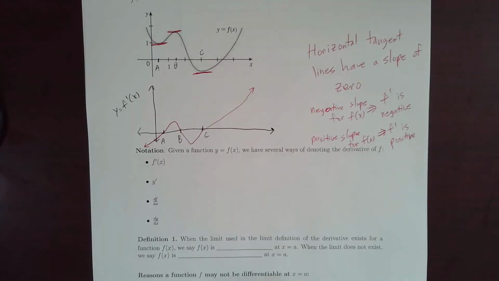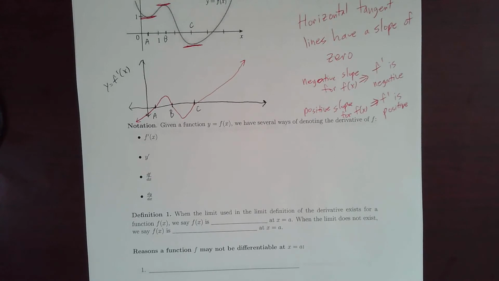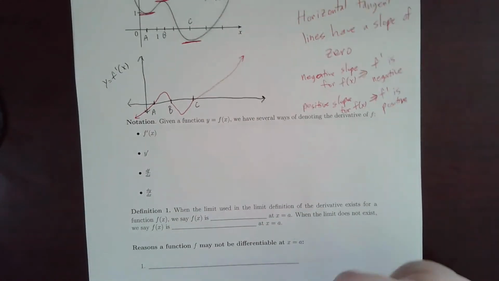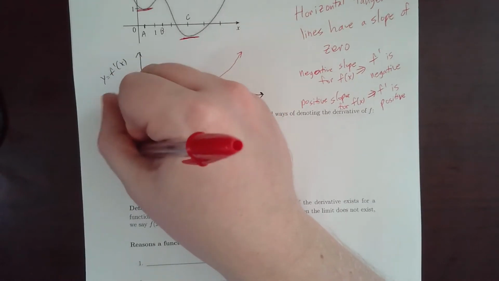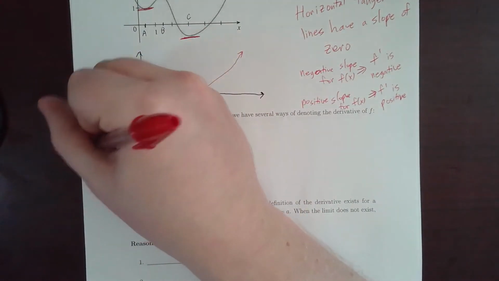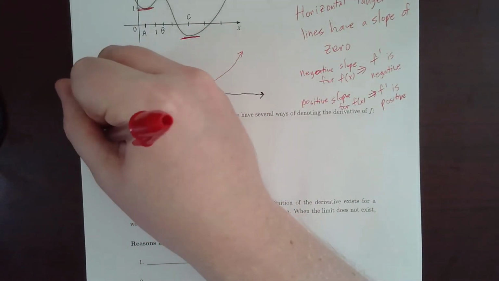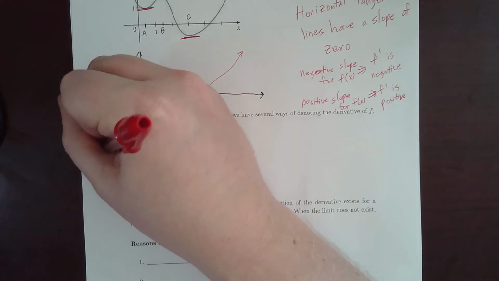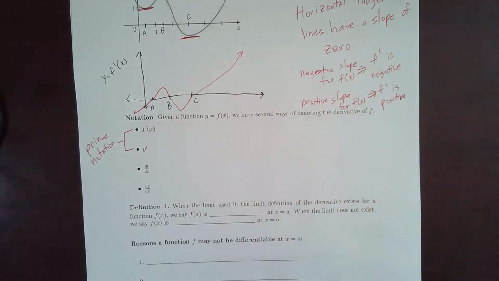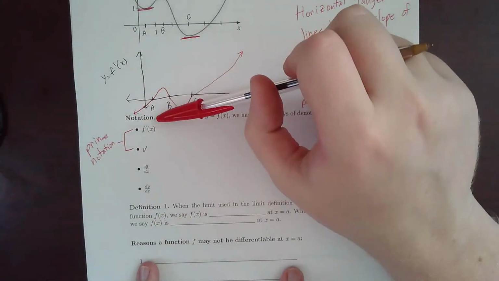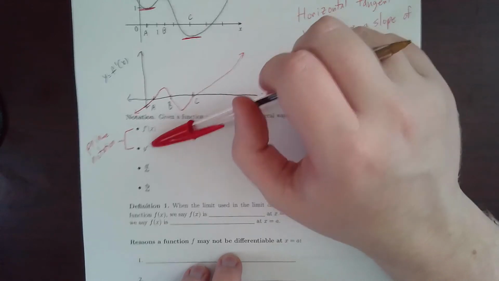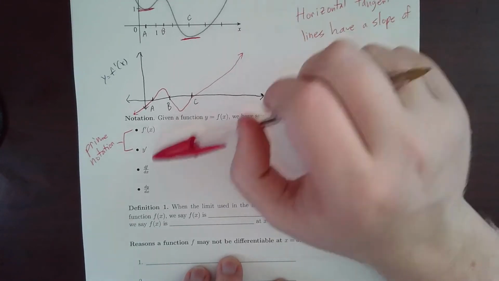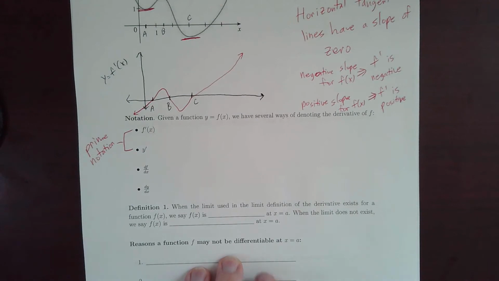Now there's more than one way of writing the derivative. So here we have presented 4 different ways. The first 2 are referred to as prime notation. And the reason for that is this little dash here. We call that the prime. So we say f prime of x or y prime. Either way, this is saying the derivative of whatever f of x or y is.